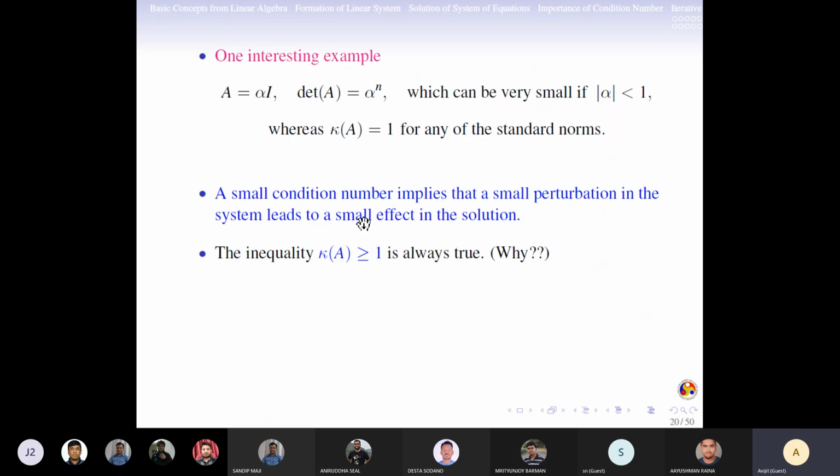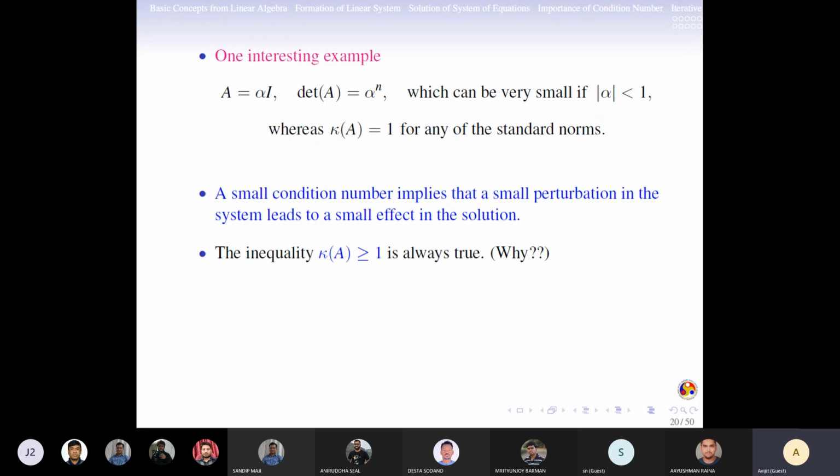And a small condition number implies that a small perturbation in the system leads to a small effect in the solution. That means if a matrix has a small condition number, then a small perturbation in the system will cause only a small effect in the solutions. And one more thing, the inequality kappa(A) is always greater than or equal to 1. Can anyone say how it can be proved?